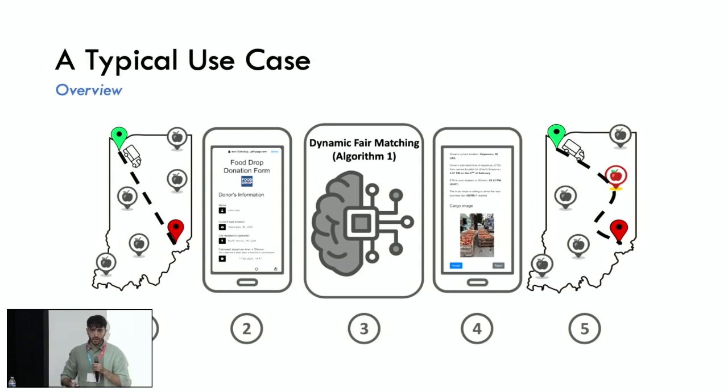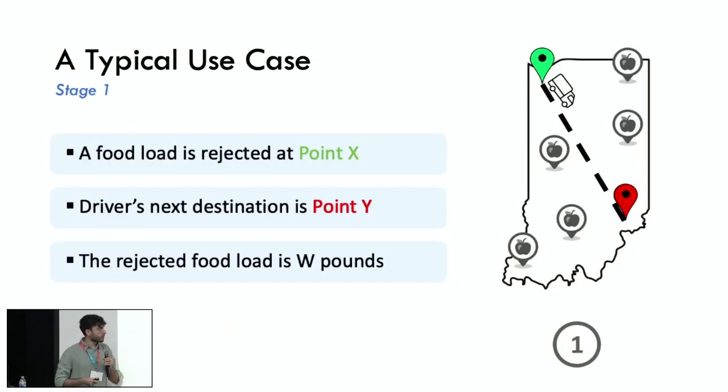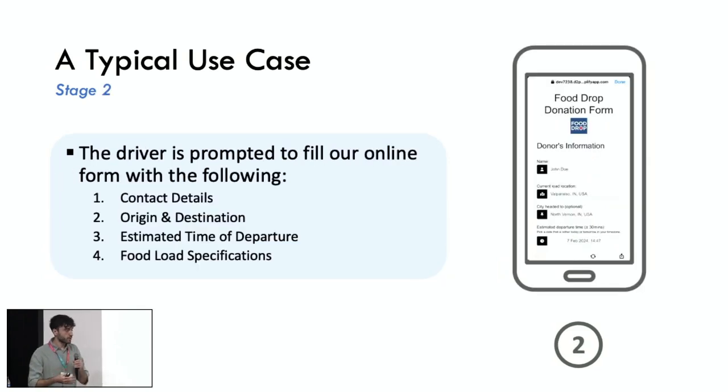And I'll just jump right ahead to present one by one the different steps of a use case. So first of all, a truck driver goes to a supermarket, and the food delivery is going to be rejected at point X. And the truck driver's destination is point Y, which might be the next pickup location or the next delivery or maybe his home. And we also assume that the delivery has a total of W pounds. So the truck driver will go into our platform, and here you can see an actual screenshot of what is being used today. And they will fill in relevant information regarding their contact details, information about the food donation, expected time of departure, and so on.